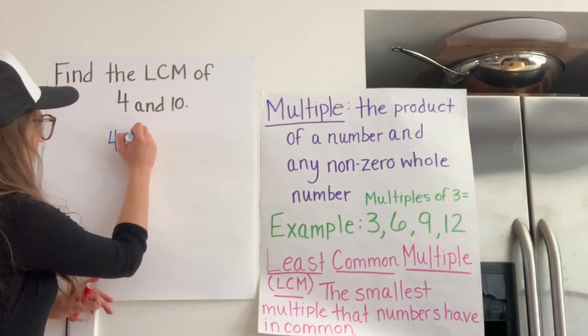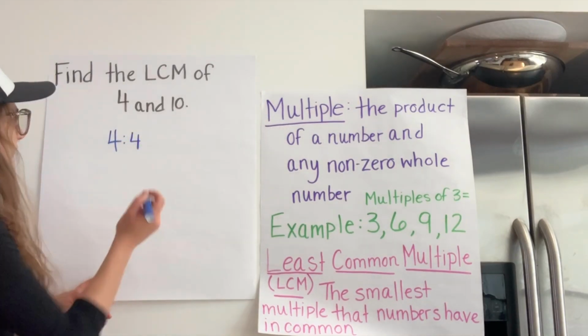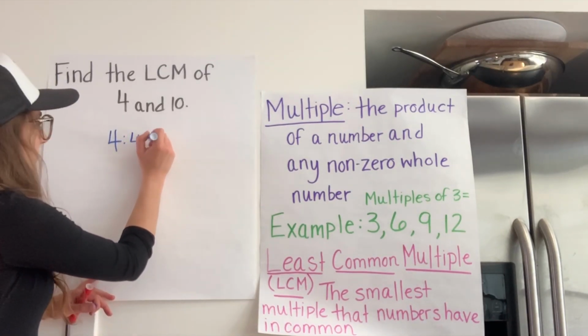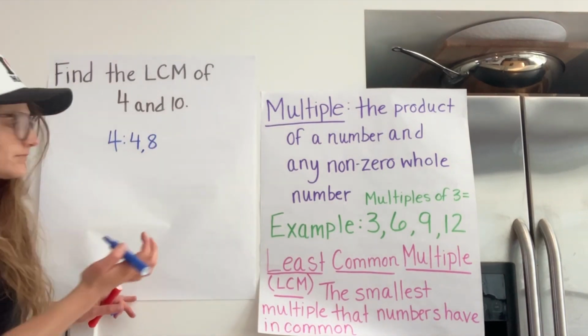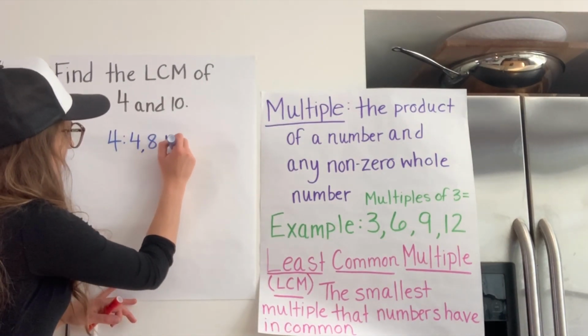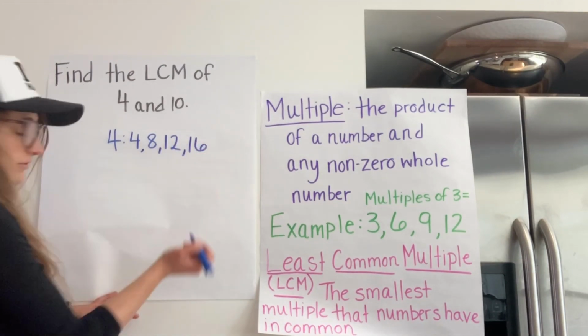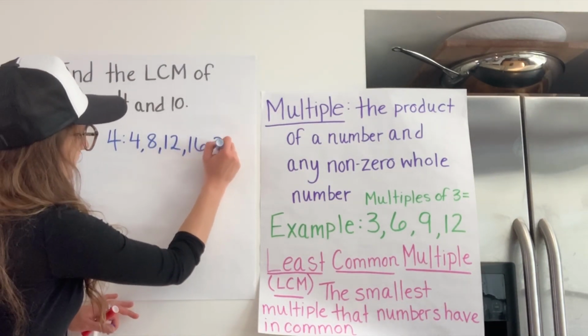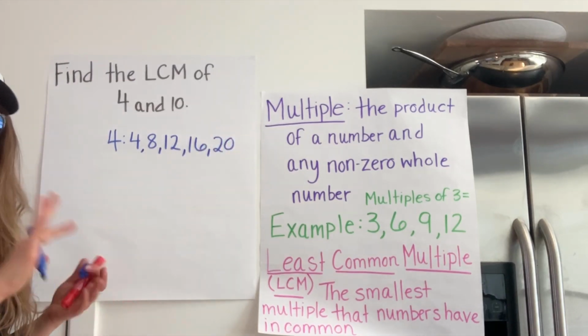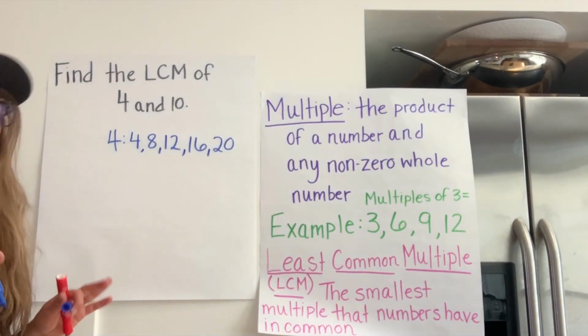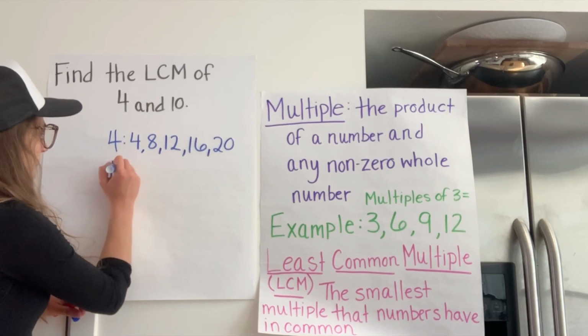So we have 4, because 4 times 1 is 4. The next multiple would be 8, because 4 times 2 is 8. The next multiple is 12, because 4 times 3 is 12. We would have 16, because 4 times 4 is 16. We would have 20, because 4 times 5 is 20. Those are my first 5 multiples, so we'll pause there. Let's move on to 10.